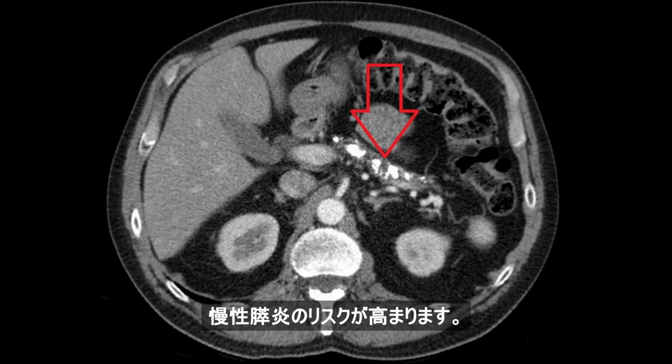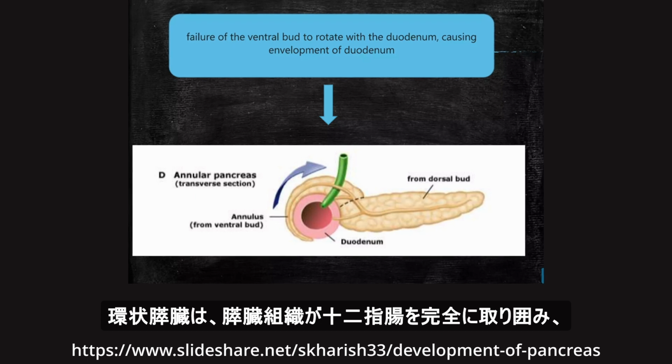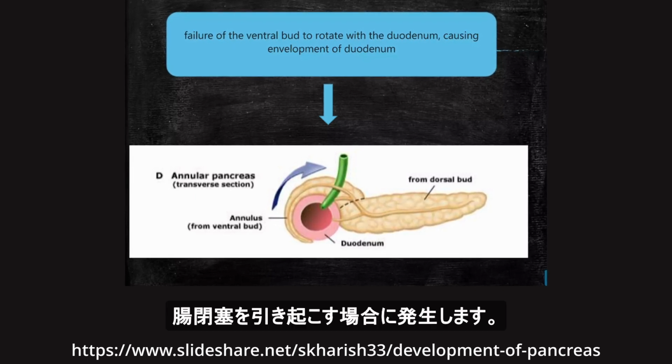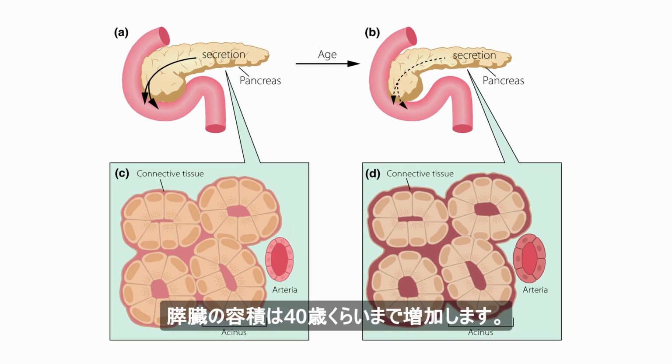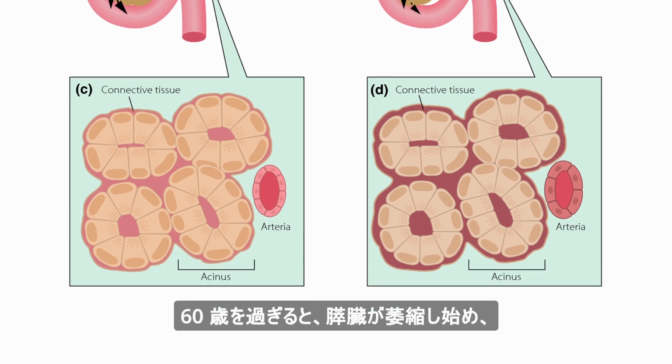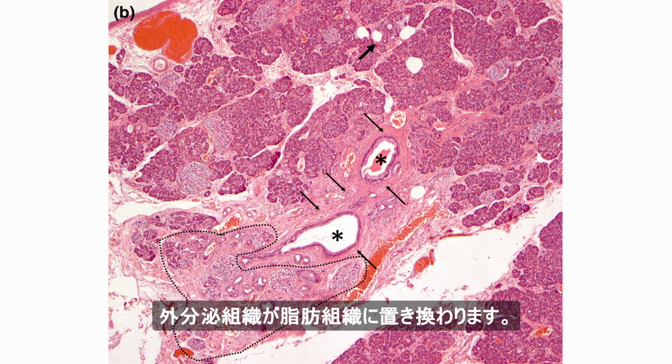chronic pancreatitis. Annular pancreas occurs when pancreatic tissue completely encircles the duodenum, resulting in bowel obstruction. The volume of the pancreas increases until around age 40. After age 60, the pancreas begins to atrophy, and exocrine tissue is replaced by fatty tissue.